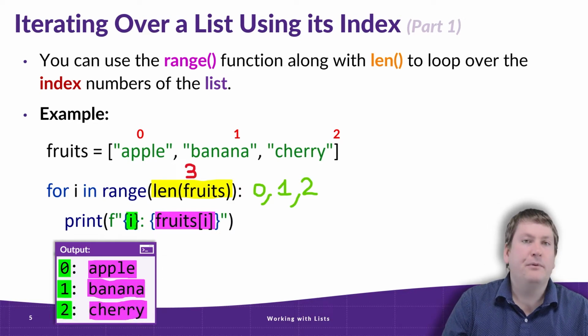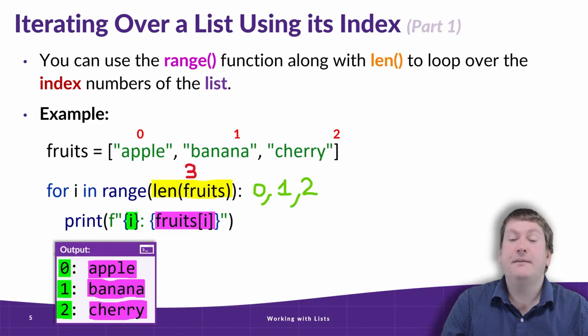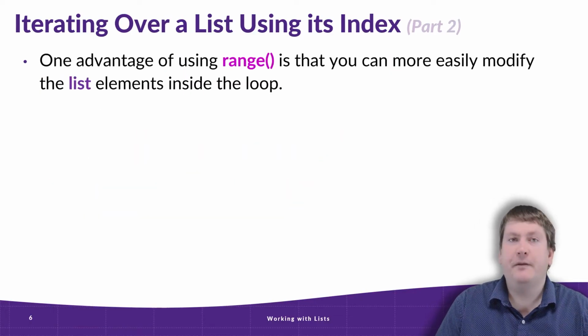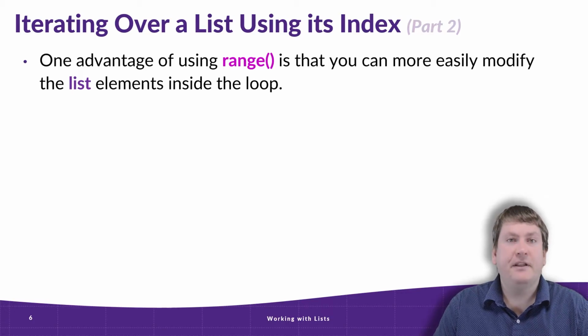So the first time it's going to be equal to 0, and we get apple. Then it's going to be equal to 1, and we get banana. And then it's going to be equal to 2, and we get cherry. This can be quite useful to have access to both, as it will also allow us to manipulate the list, as we'll see shortly. So one advantage, as I mentioned, of looping over the values using range is that we can easily modify the values inside of the loop.